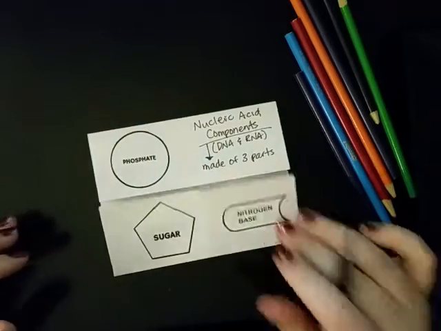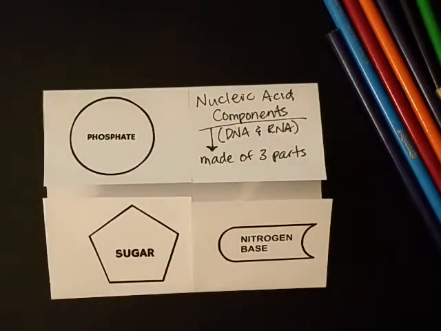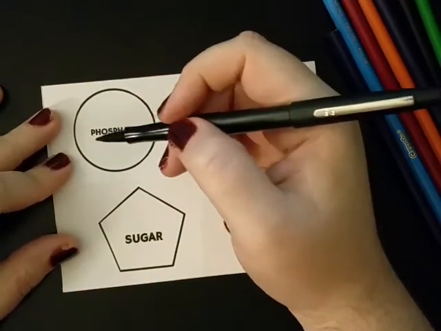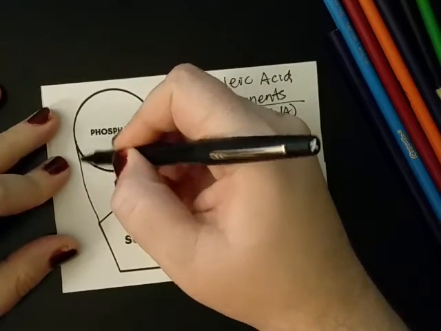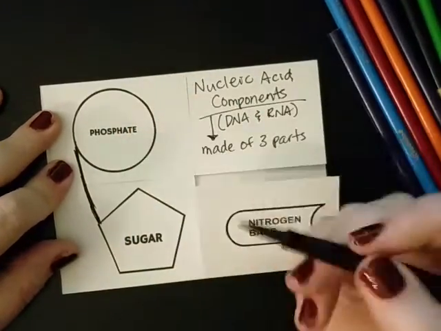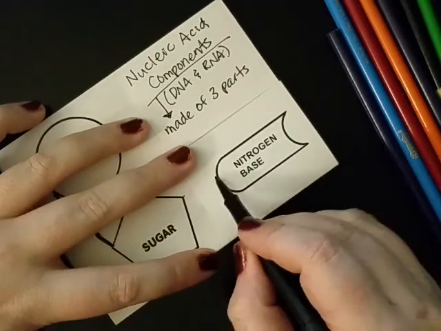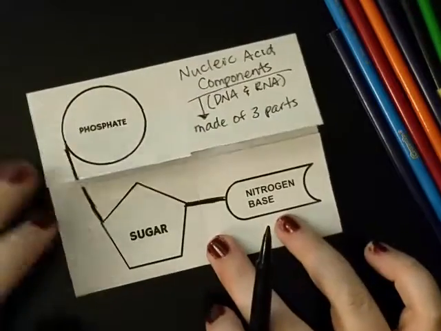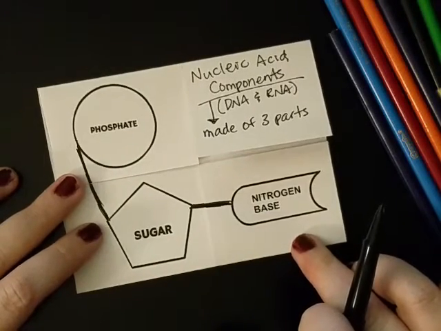Alright, so now we're going to do everyone's favorite thing and color. Oh wait, sorry, we're not going to color just yet. First we're going to draw, then we're going to color. Alright, so you're going to draw a line connecting the sugar up to this phosphate, like right here, because these are connected like this. And then you're going to draw a line over from the sugar to the nitrogen base. Okay, so we have 2 nice lines. We're going to connect the phosphate to the sugar and the sugar to the nitrogen base.